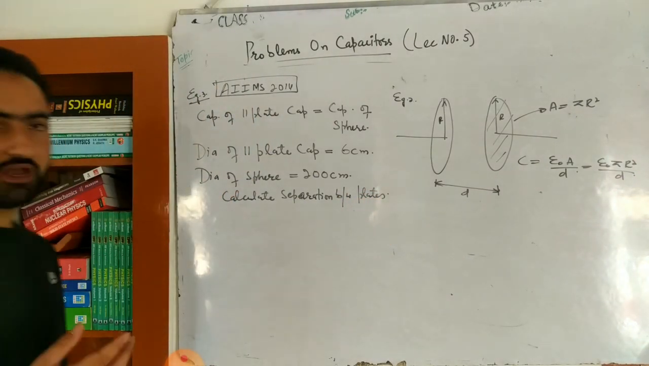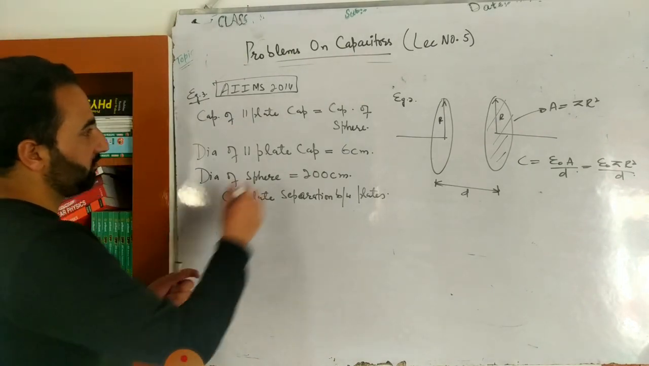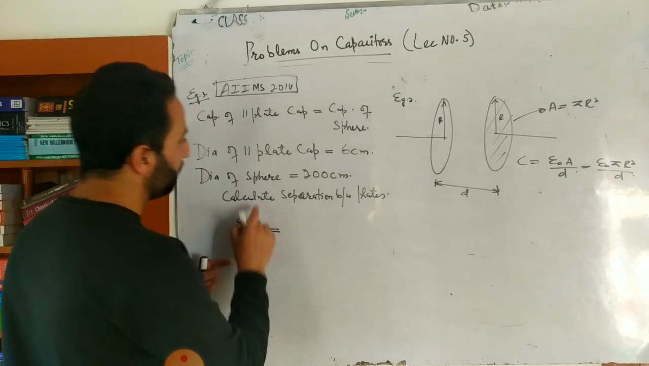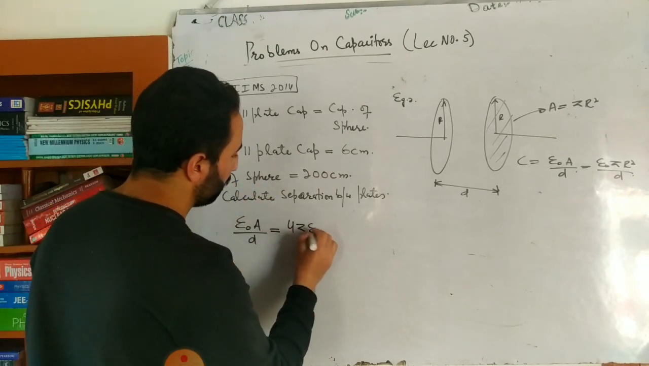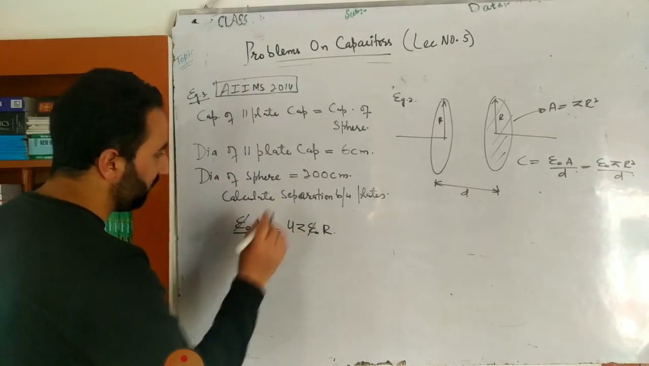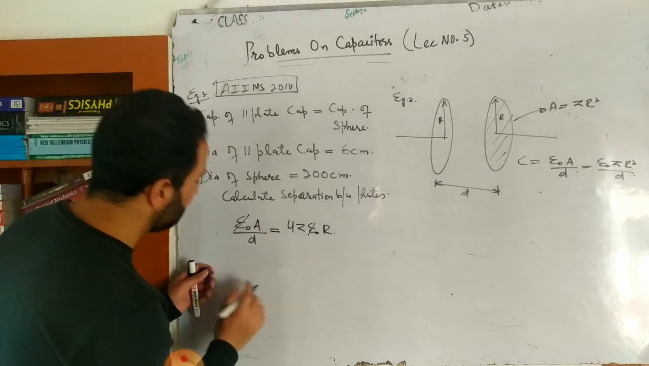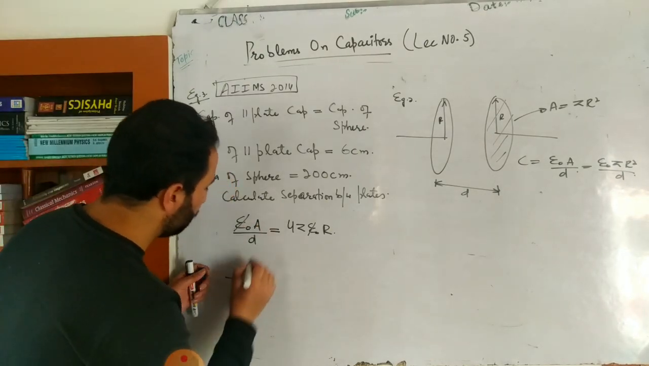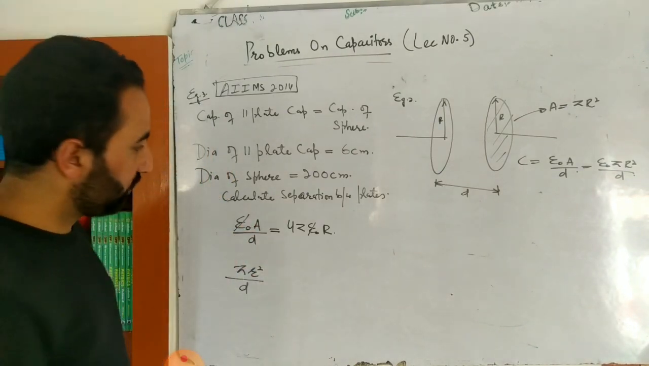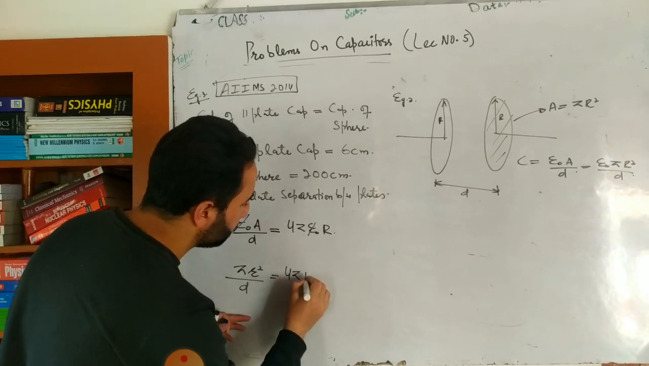Now you know the capacitance of the parallel plate capacitor and you know the capacitance of the circuit as well. So simply, the capacitance of the parallel plate capacitor is epsilon 0 A divided by D, and the capacitance of the circuit is 4 pi epsilon 0 multiplied by R. So epsilon 0 and epsilon 0 will cancel. Now this is the area, so I will write it: pi r square divided by D will be equal to 4 pi multiplied by R.